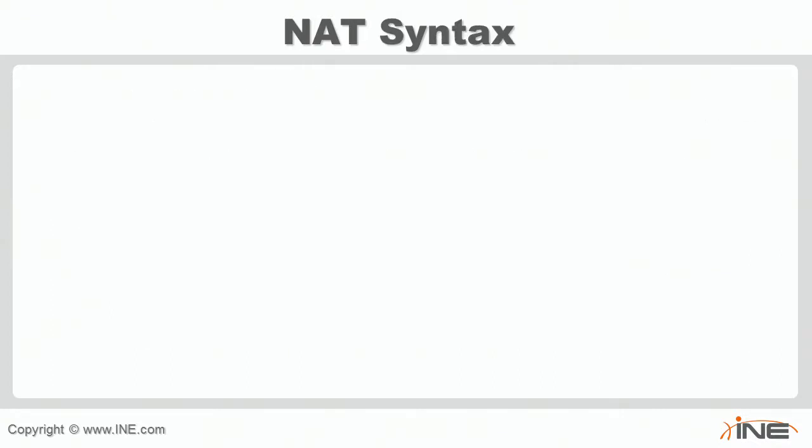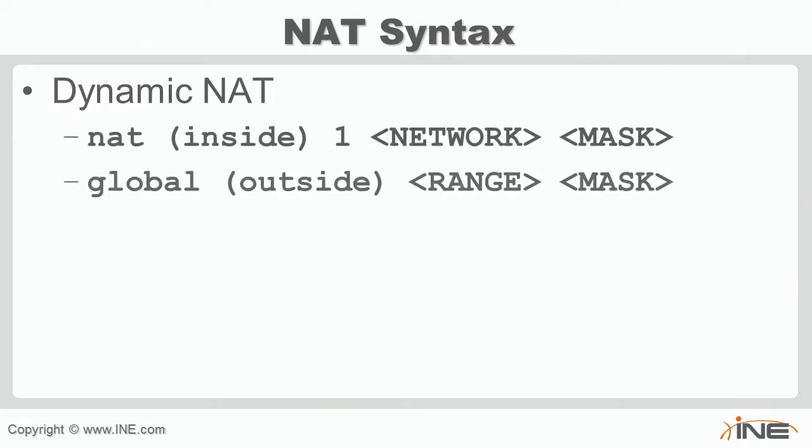Now, the specific syntax for this in the ASA 8.2 and previous versions for dynamic NAT is going to be with the NAT command and the global command, where the NAT command is classifying what addresses we want to translate from, and the global command is classifying what we want to translate them to, where the global pool is typically going to be our public addresses, and the NAT pool is typically going to be our inside private hosts.